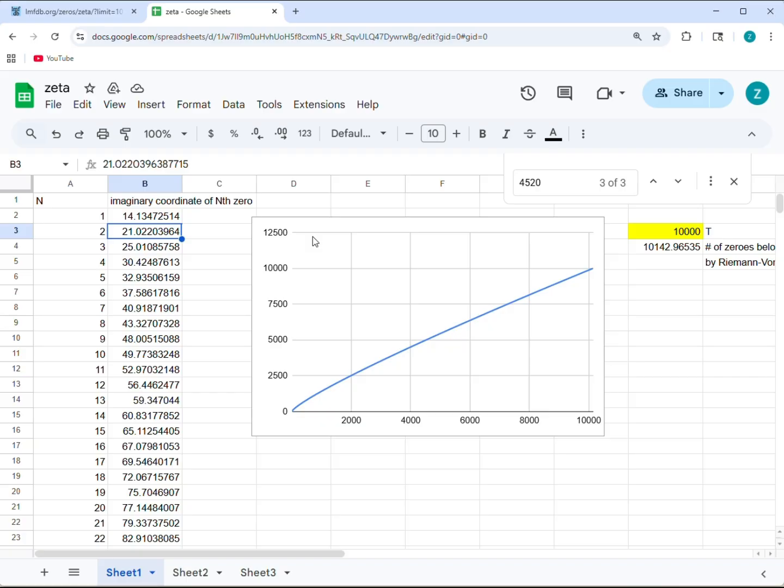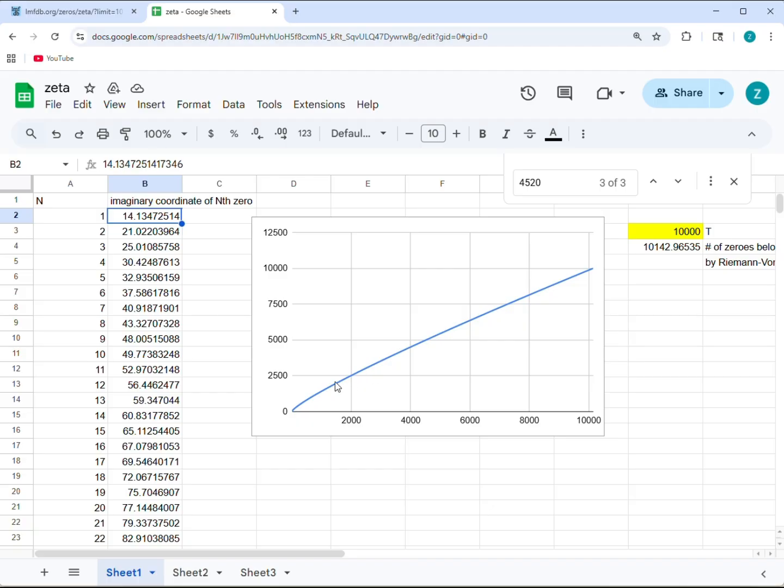Okay, so here is the Google Sheet. I've literally just copy pasted this table over to a Google Sheet. So I have the number n, that's just an integer count. And then this column is the imaginary coordinate of the nth zero. And remember, the real coordinate is always 1/2 for the ones found so far, which all satisfy the Riemann hypothesis.